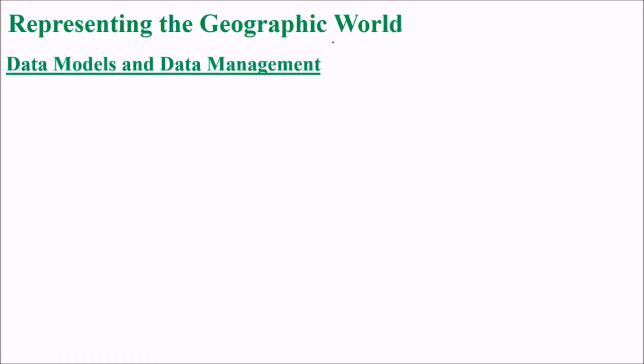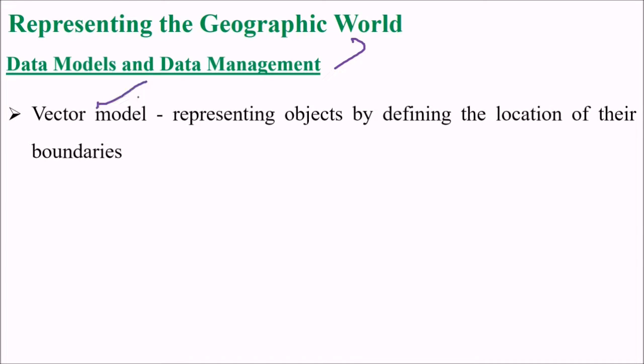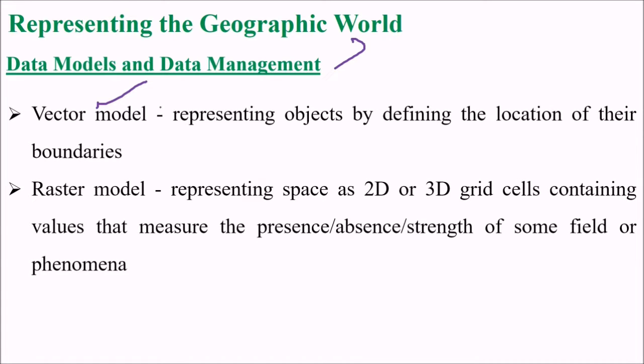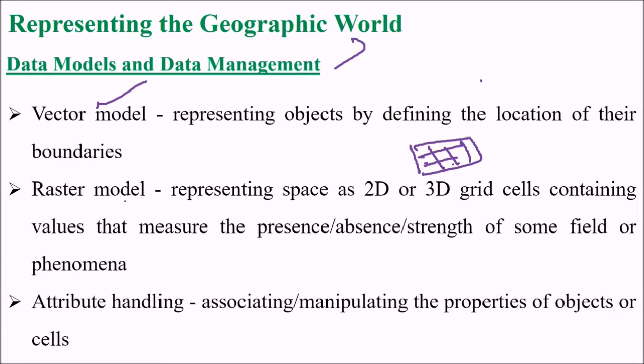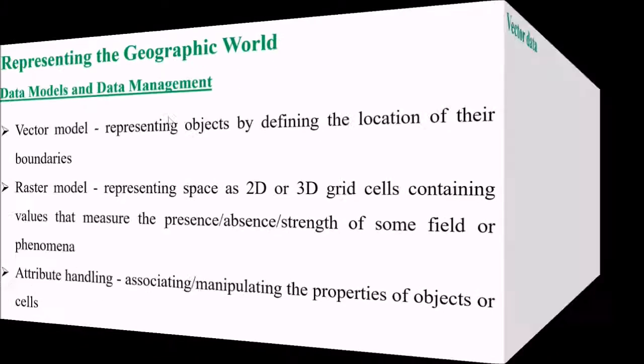Representing the geographic world, we can represent it with data models and data management. You can have a vector model, you can have a raster model. The vector model represents objects by defining the location of their boundaries: points, lines, polygons. The raster model represents space on a 2D or 3D grid of cells containing values that measure the presence, absence, or strength of some field or phenomenon. The attributes are also connected to these vectors and rasters. We are associating or manipulating the properties of objects or cells.